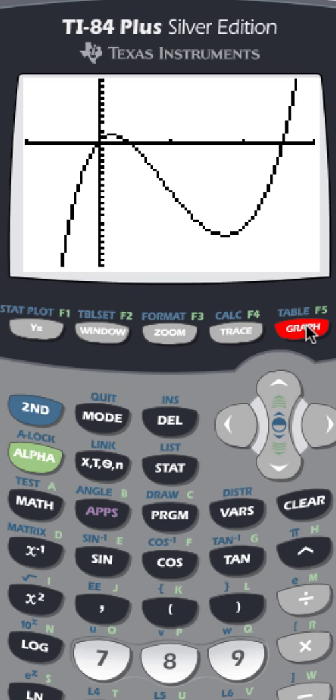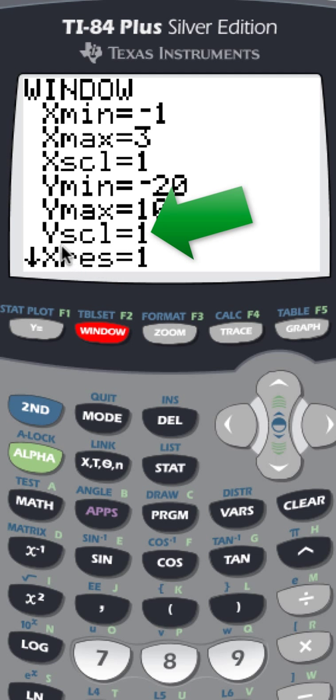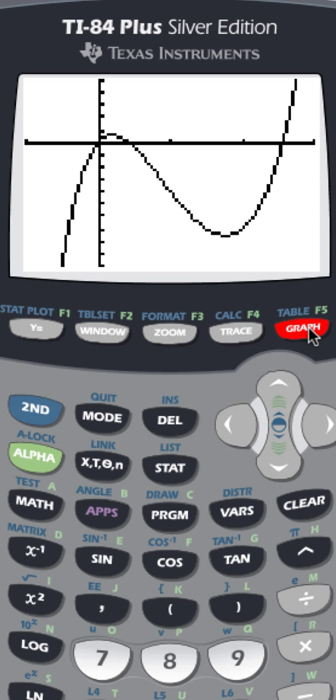The only thing I'm going to change next, because see all these little tick marks right in here, they just kind of annoy me a little bit. So I'm going to go back to my window, and right here my y scale is 1, so I'm going to change that to 2. And then see what my graph looks like. Alright, that's a little bit better. Now it's starting to be a little bit nicer picture.